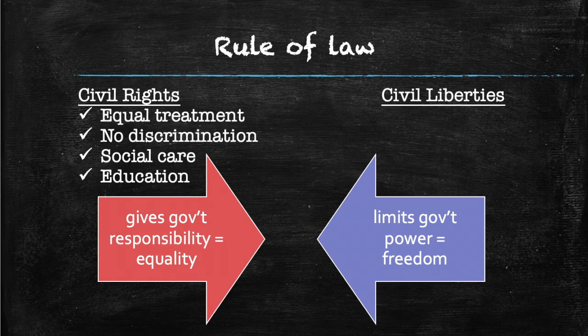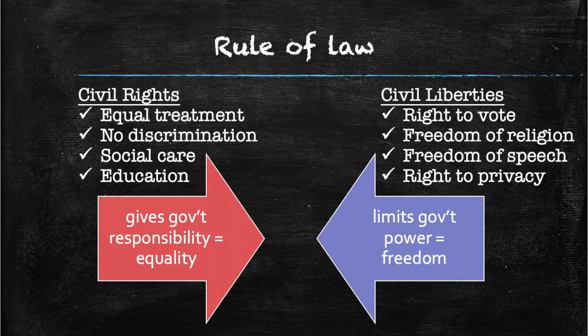Some common civil rights found in most democracies include equal treatment for all citizens, while making discrimination illegal, and providing various forms of social care and/or education. Common civil liberties include the right to vote, freedom of religion and speech, and the right to privacy.